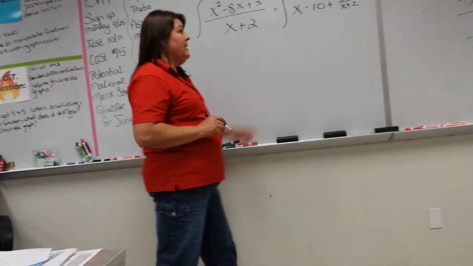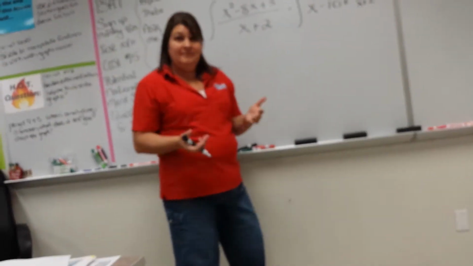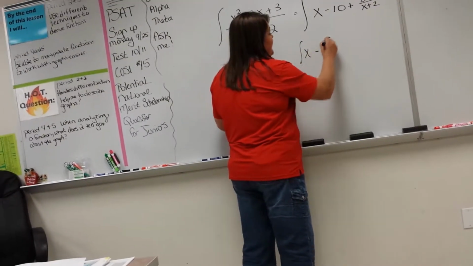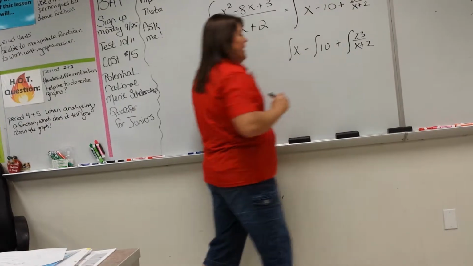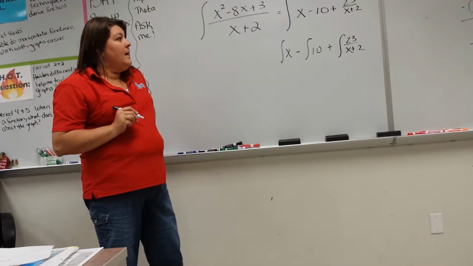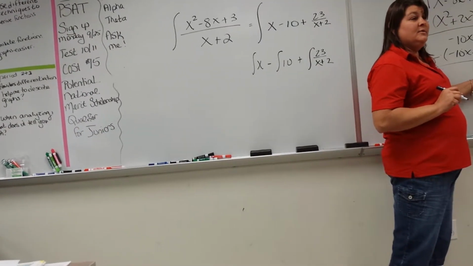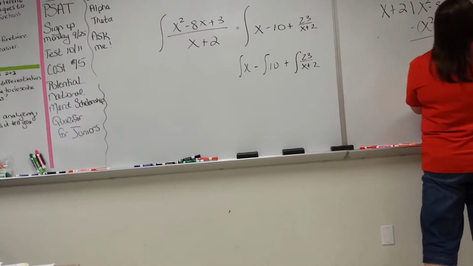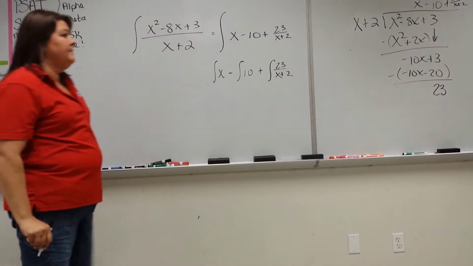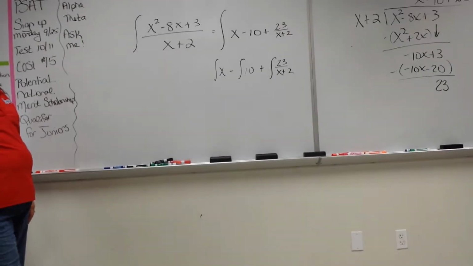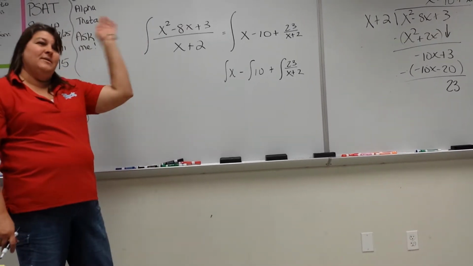Now, can I integrate x? Yes. Can I integrate negative 10? Yes. So I'm going to integrate each of these pieces separately, just because it works out easier to look at. Actually, the 23 over x plus 2, that's the remainder. In the past, we would put the big R and then put 23. But really, what it means is this over your divisor. And if it was negative, you put a minus. It doesn't go evenly. If it did, we would have unfoiled it and taken care of business.